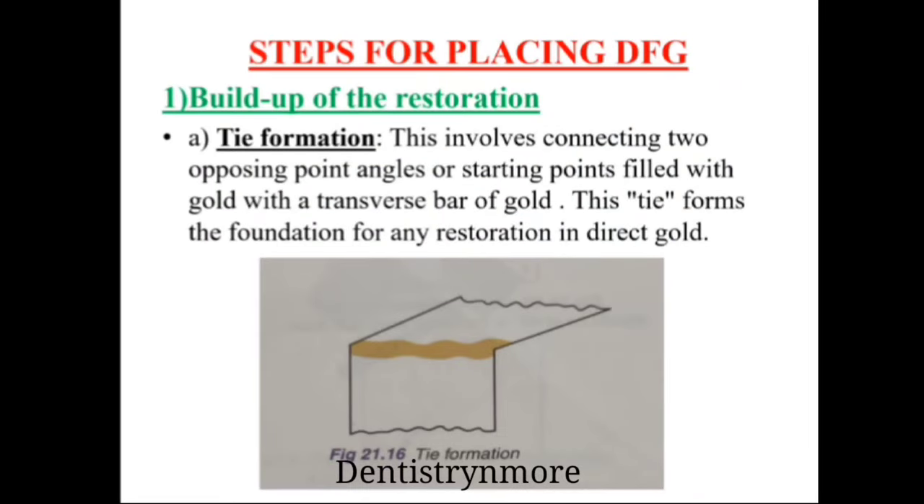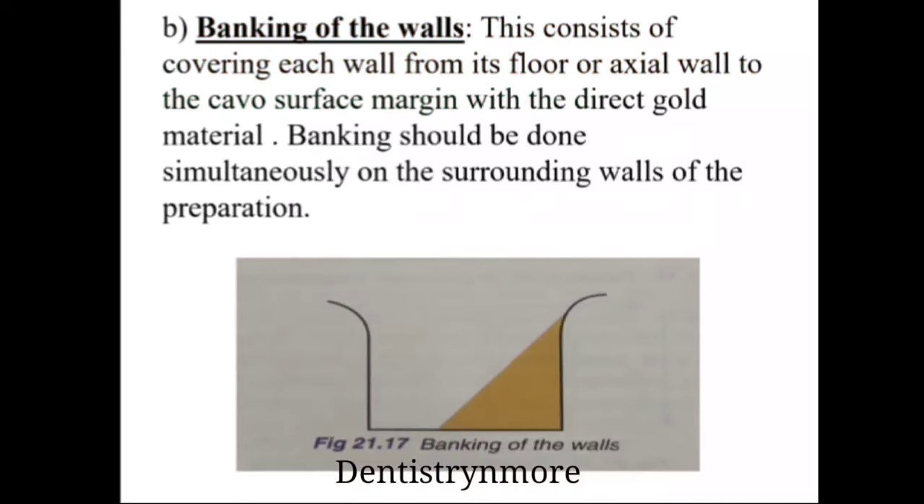Next one is the steps for placing the direct filling gold. First step is buildup of the restoration. In that, there is tie formation. Here you can see in the figure the tie formation. That is, it involves connecting two opposing point angles or starting points that are filled with the gold with a transverse bar of gold. Next one is banking of the walls.